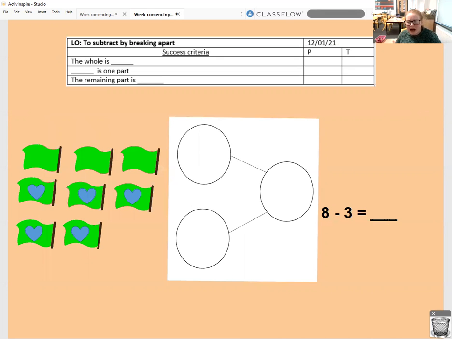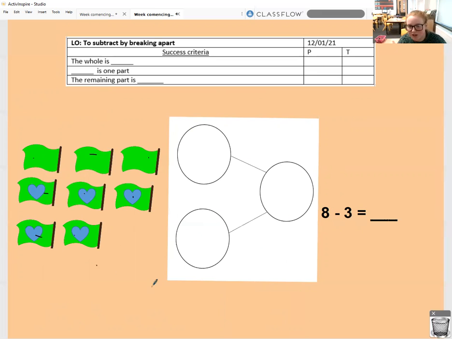This time, I want to know how many flags have a heart on them. How many flags do have a heart on them? So this is saying that in total, I have 8 flags. Let's just count that and check. 1, 2, 3, 4, 5, 6, 7, 8. I've got 8 flags in total, and I'm going to write that into my part-whole model.